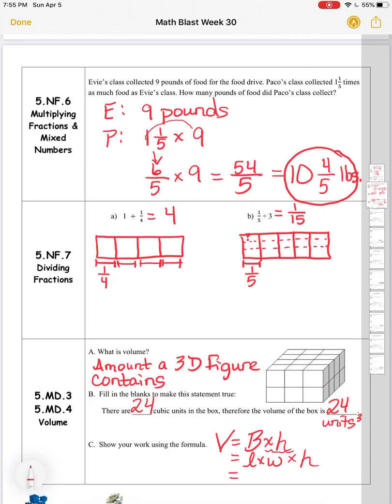And so now if I fill in the numbers that are specific to this prism given to us, the volume would be equal to a length of 3 units, a width of 4 units, and a height of 2 units. And so 3 times 4 is 12, times 2 is 24. And units times units is squared, times units again would be units cubed, to the 3rd power. So the volume is 24 units cubed.